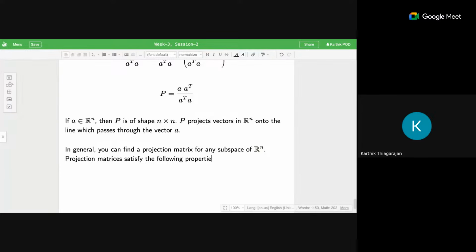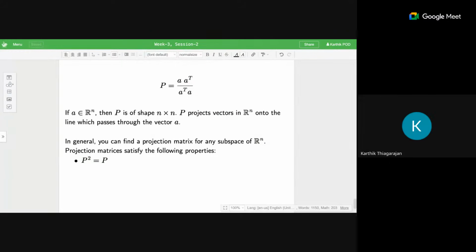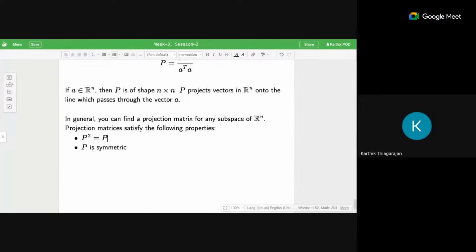Two very important properties. First is that P squared equals P. If you square the projection matrix, you'll get back P itself. There's a nice geometric interpretation for this, but we don't have time for that. Second is that projection matrices are symmetric, so P transpose equals P. Any projection matrix has to satisfy these two properties. In fact, it goes both ways: P is a projection matrix if and only if P squared equals P and P is symmetric.